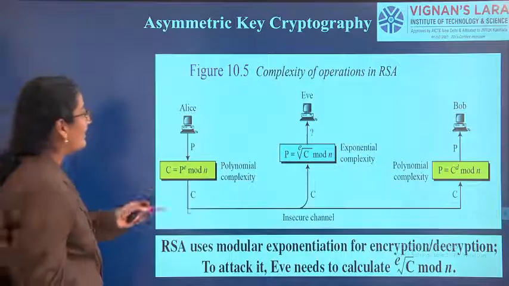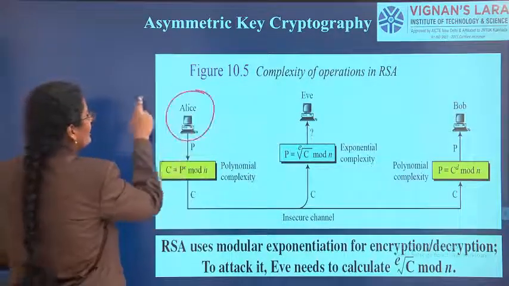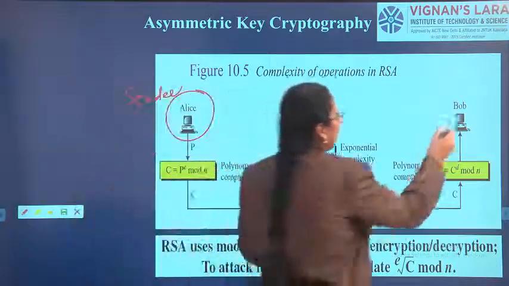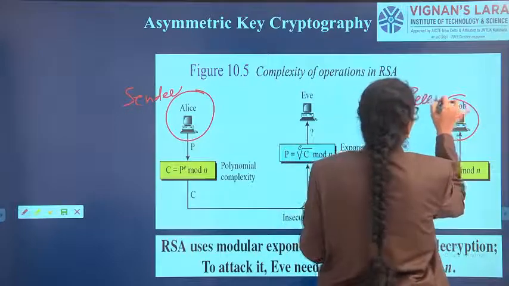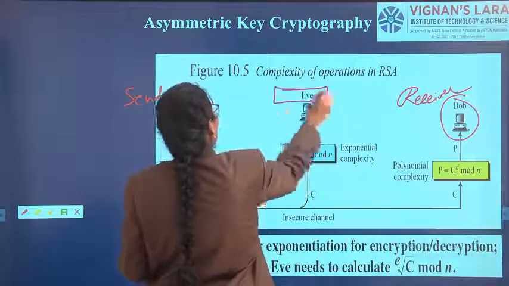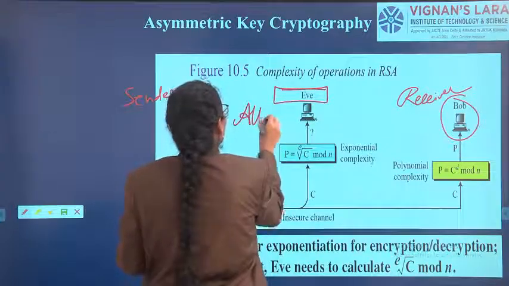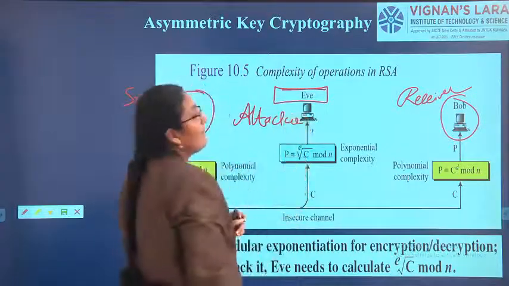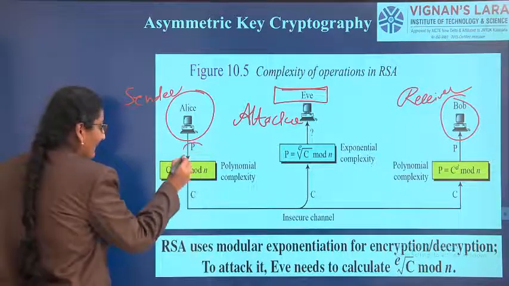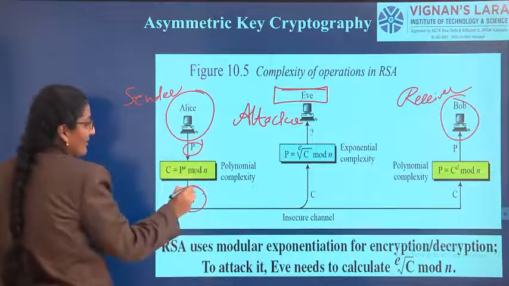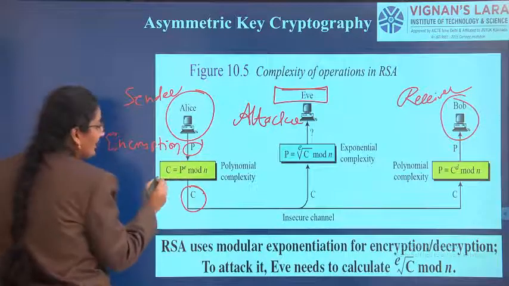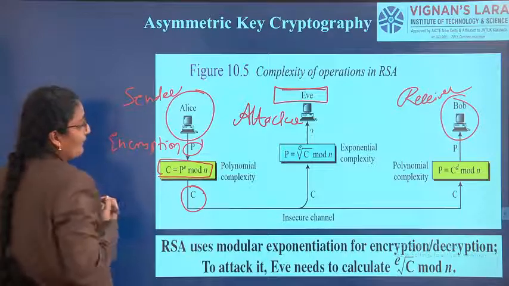Here we have another character. Till now we know there will be a sender, obviously Alice, and a receiver, obviously Bob. But here we have a new character, Eve. Eve is nothing but the attacker. Now he came into the picture. So we have the plain text, we want to convert it into ciphertext, we are doing encryption. For that, the formula we already know: C equal to P power E mod n.